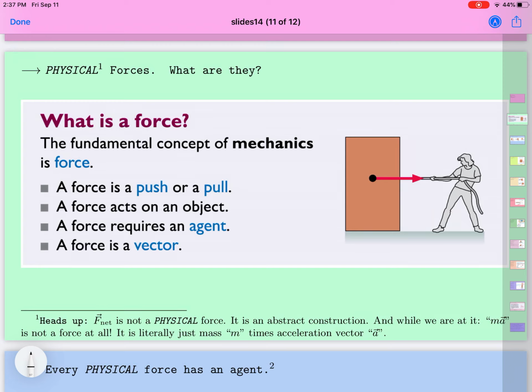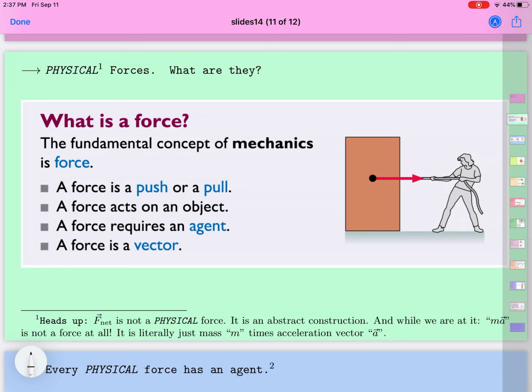Basically all of physics is based off of forces and the fundamental concept of a force. A force is based off of a push or a pull. So if we have this diagram to the right where we have this girl pulling on a box with a rope, we have many forces in play.